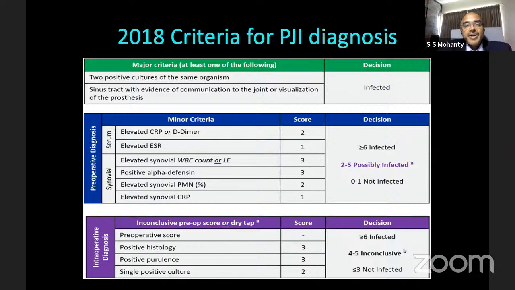The 2018 criteria which have been given for PJI diagnosis are not very much followed in our country because leukocyte esterase and the alpha defensin test are not available in many centers, and hence it is not very popular to diagnose infection following these criteria.